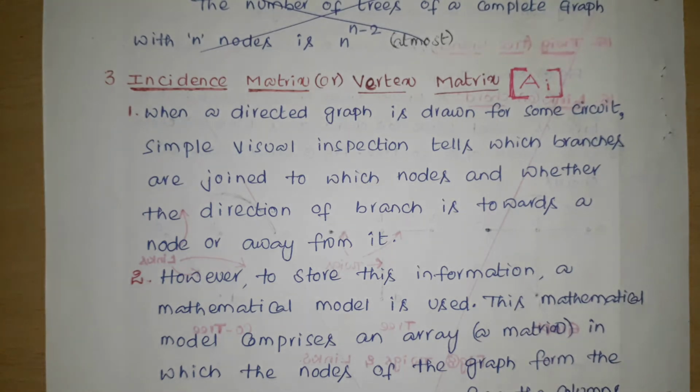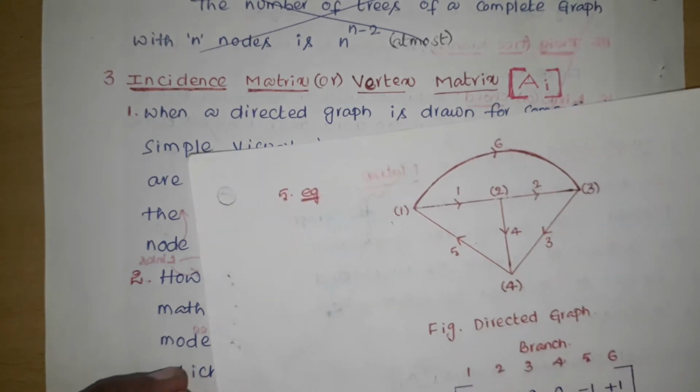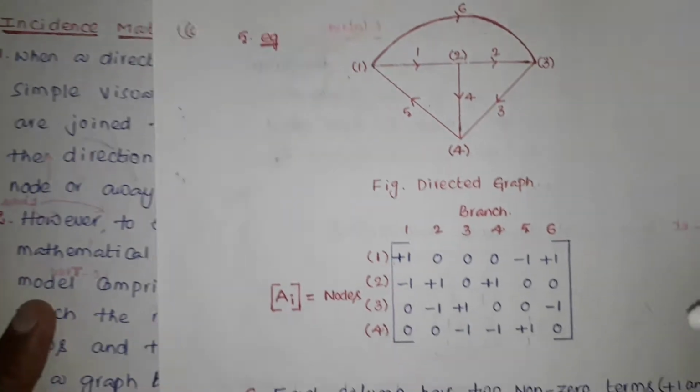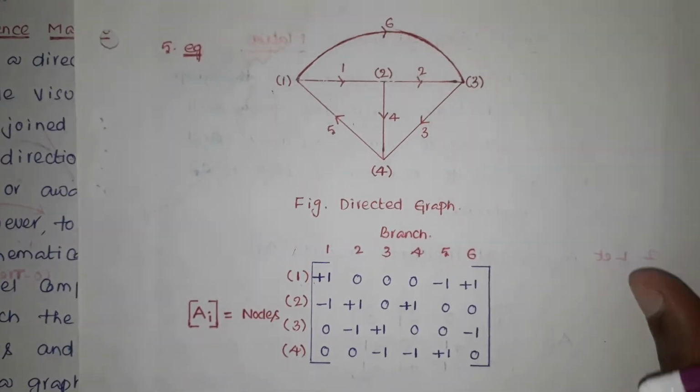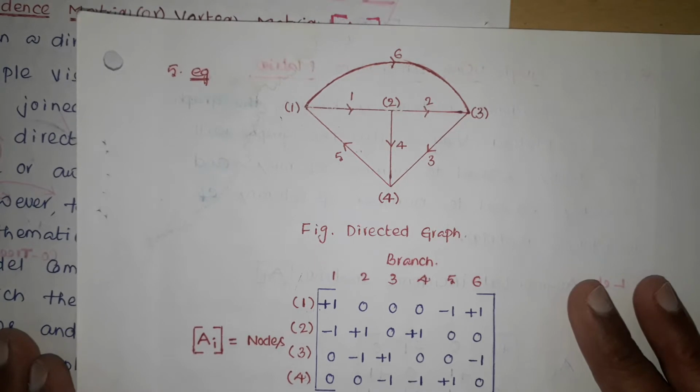So next is incidence matrix, or otherwise called vertex matrix, which is denoted with matrix AI. So here we can realize this topic, that is incidence matrix or vertex matrix of a network topology or graph theory, by taking an example. So here I am taking this example to realize this incidence matrix.